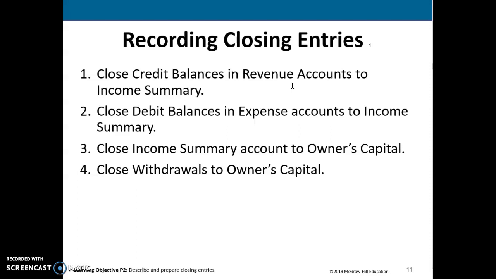Once we've done that, we can then see how much is in income summary, and that is our net income amount. We're going to close that income summary balance to owner's capital. If it's a positive amount in income summary, then we will see an increase to capital. If we have a net loss, or a negative amount in income summary, we're going to see a decrease to owner's capital. And then finally, we're going to close the withdrawals account, which is going to reduce the amount of owner's capital that that company has.